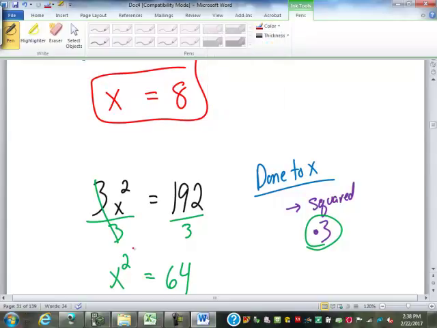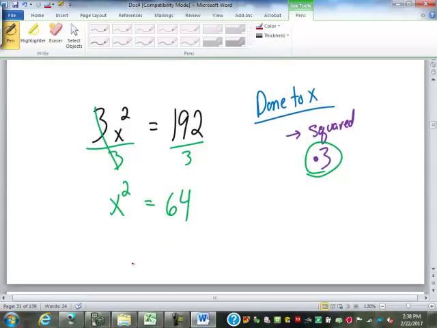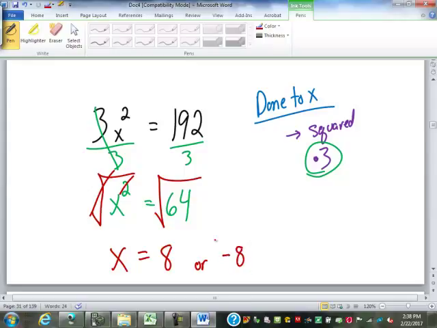Now we have that squared. How do we get rid of the squared? Square root. Very good. So the square root and the squared cancel out. X equals the square root of 64 is 8. Or, of course, what's the other option? Negative 8. Again, for our purposes, we're mostly concerned with the positive result.